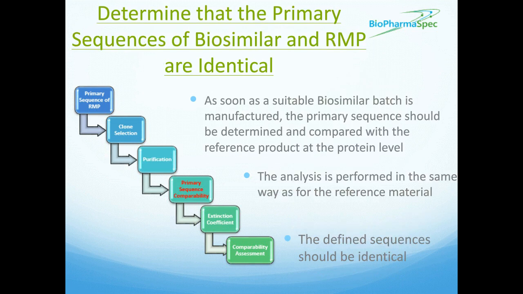Okay, so the next step doesn't really include higher order structure, but it's here as an aside and interesting because it's the only instance where the regulations actually say the biosimilar and the RMP have to be identical, which is with regard to the primary sequence. Everything else you have to prove similarity or comparability, but this is the one section that is very important that needs to be identical.